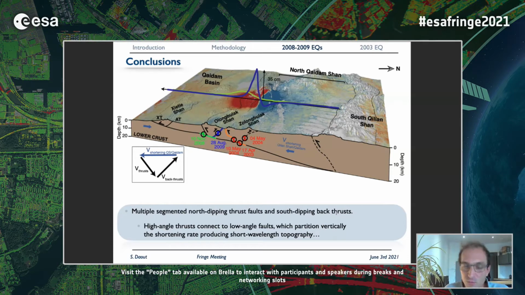it's very interesting to perform a time series analysis to study earthquakes, because it improves the signal to noise ratio, but also gives a lot of insight into the other phase of the seismic cycle that brings other constraints into the fault geometry. Here, more particularly, we have multiple north dipping and south dipping back thrusts, and high angle thrusts that connect to low angle fault which partition vertically the shortening to produce the short wavelength topography.